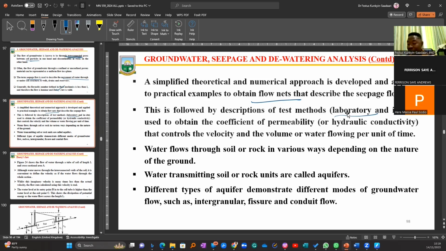Different types of aquifer demonstrate different modes of groundwater flow. If the flow behavior within my mine is such that the water is coming from an aquifer, then I should be expecting more water than someone who is within a zone where you don't have anything of that sort to deal with. Such modes include intergranular, fissure, and conduit flow. So depending on the type of material you are handling, you may have different types of flow behavior.